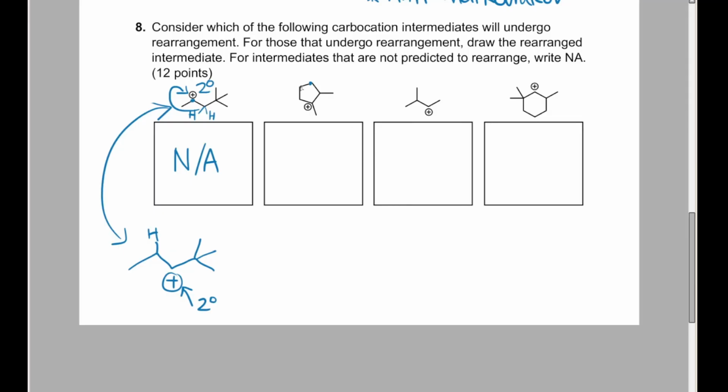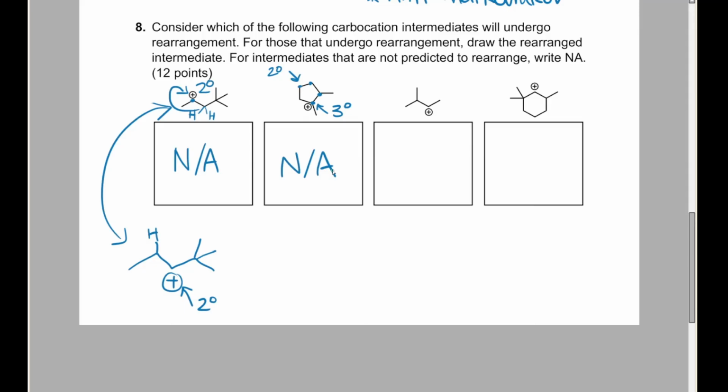Because if you see, all of these are secondary, whereas these two are tertiary. These carbons have 3 substituents, and so there's no way to go from a tertiary carbon up to a quaternary carbon in this case. So there's no reason for it to rearrange because it's already the most stable position it could be. So this will also be NA.